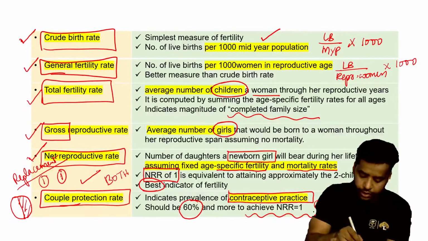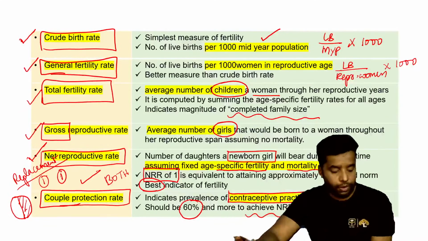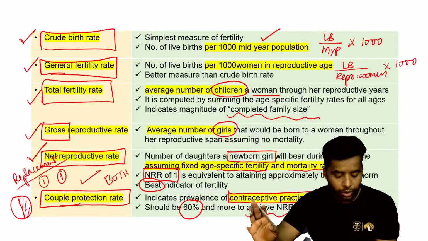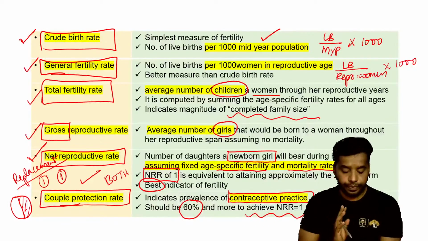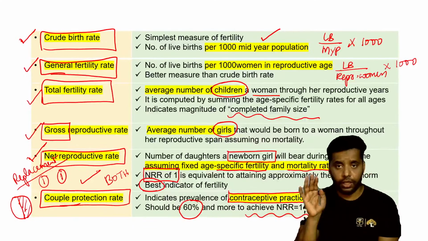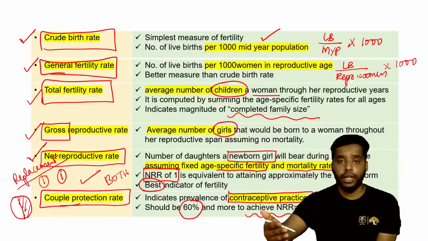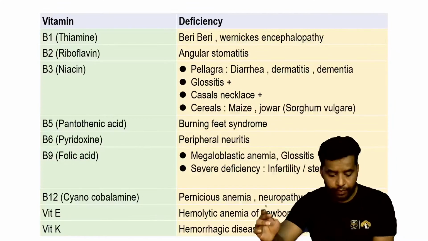So total 5 fertility indicators which are important. Repeat my words. Crude birth rate for the whole population. General fertility rate, denominator is reproductive women. Total fertility rate means children. Gross G, girls. N, net, newborn girl. Number of girls a newborn girl will have in the future.